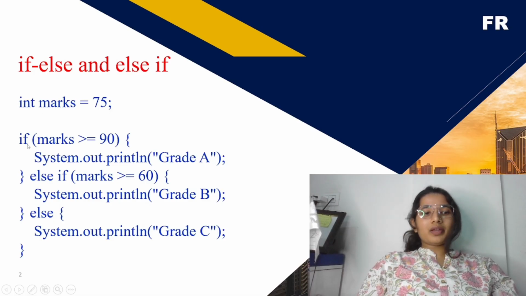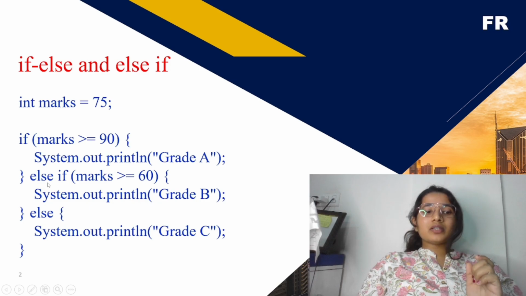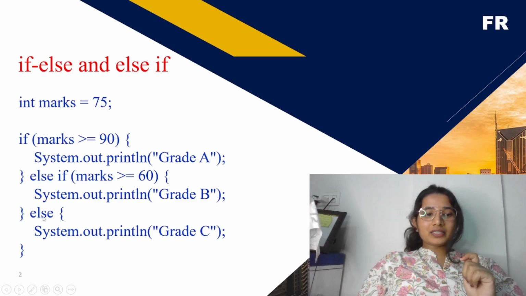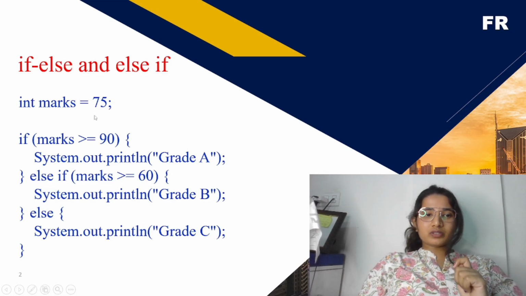Okay, so if marks is greater than or equal to 90, then only it prints grade A. Else if, I'll use this, else if marks greater than or equal to 60, System.out.println grade B. Okay, else I'll take this, else System.out.println grade C. So my marks is greater than or equal to 60, right? So this is 75. So my answer is grade B. My grade is B only.